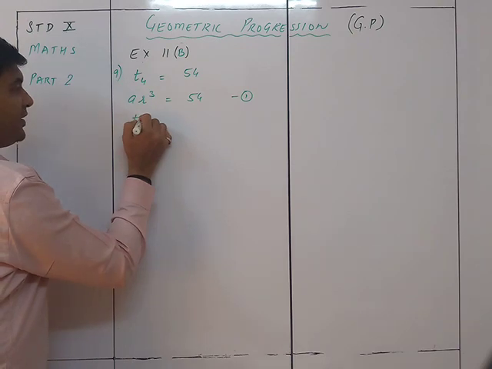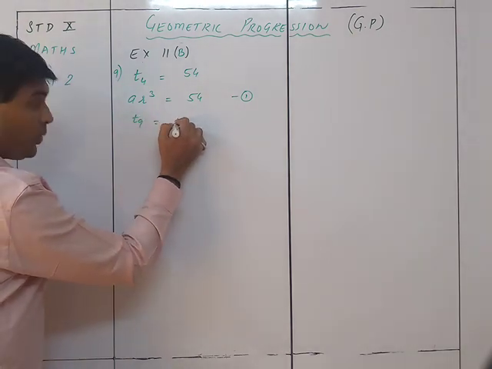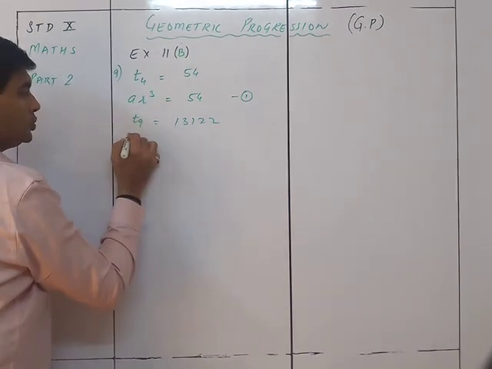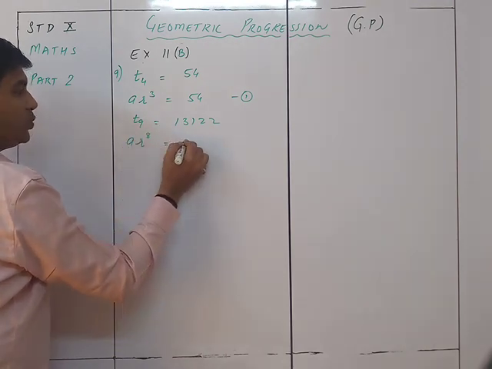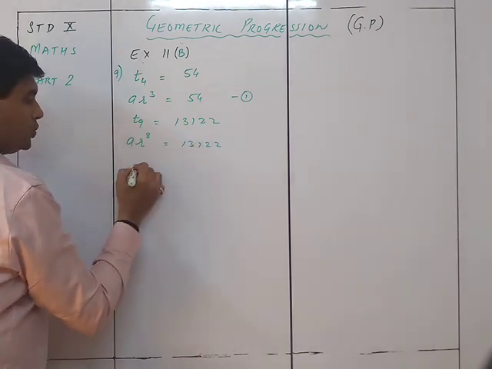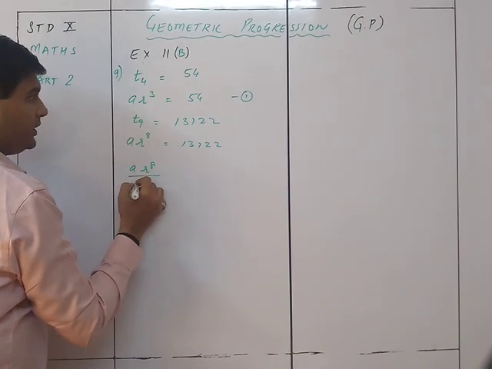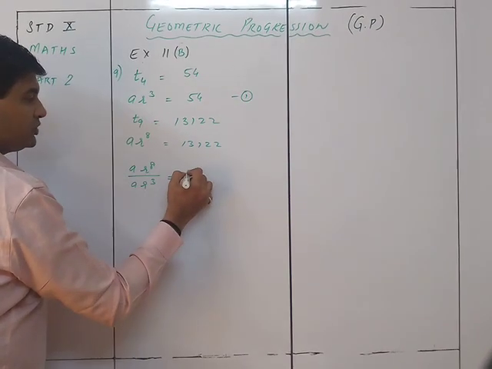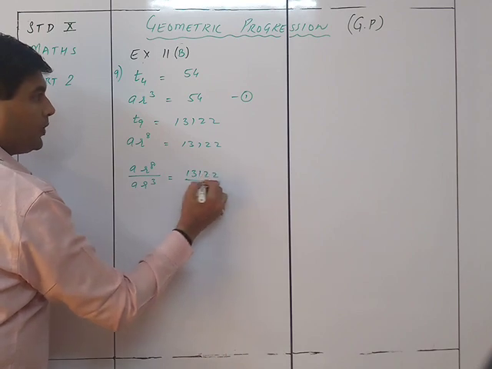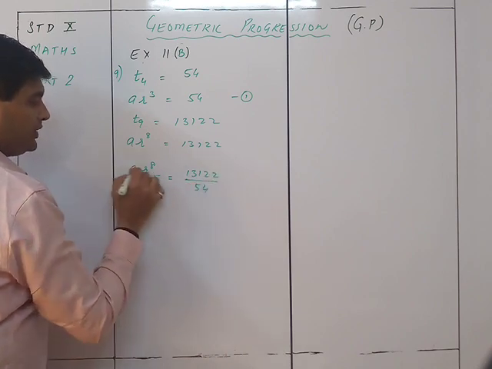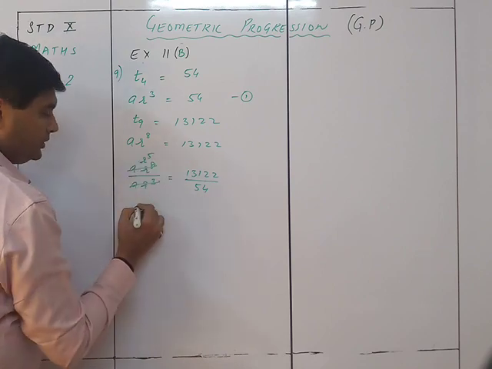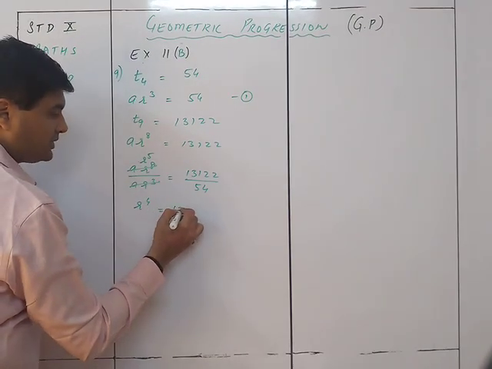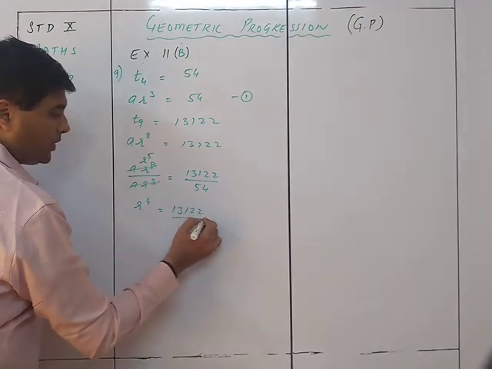And then again the 9th term. T9 is equal to 13122, so ar raised to 8 is equal to 13122. So ar raised to 8 upon ar raised to 3 is equal to 13122 upon 54. So that will give me r raised to 5. So r raised to 5 is equal to 13122 upon 54.